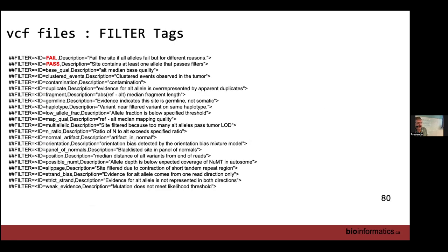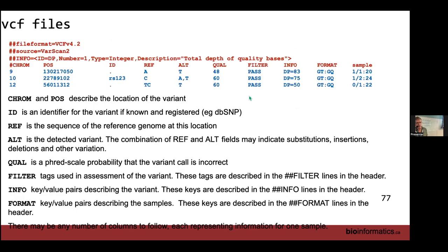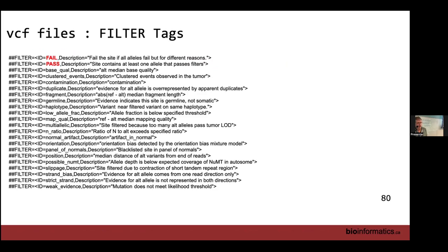And the filter tags: once we've run our variant caller, we will run another tool called MuTect FilterMutectCalls, which will do an assessment of the quality of the calls that we've made. It may just put a pass or a fail in there. It could put multiple values in that filter field. Again, coming up here, you see it's simply just pass for all of them.